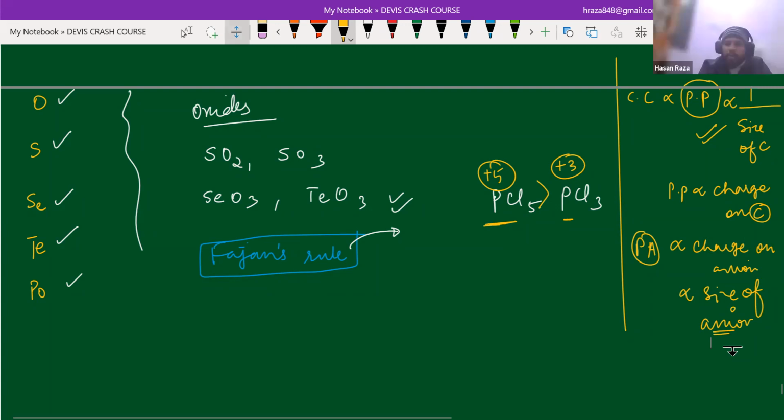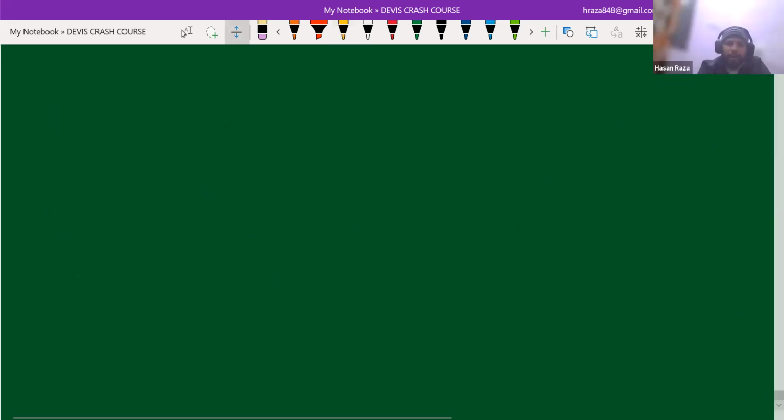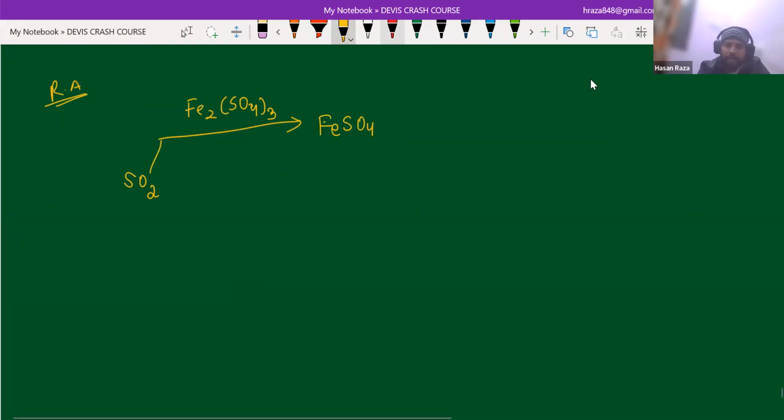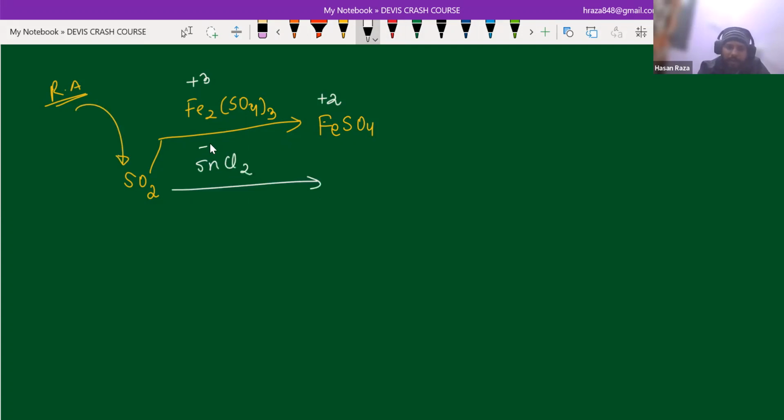Now there are some compounds of group 16 that are very important to learn, and that is basically SO2. SO2 is a reducing agent. Do you know that? If you react it with Fe2(SO4)3, it will convert it into FeSO4. How is it possible? This is your reducing agent. Here iron is +3 and here it is +2, so it reduces iron. If you give it SnCl2, you can see this is in +3, and now it will be SnCl4.